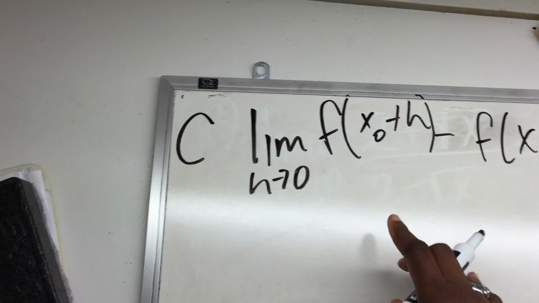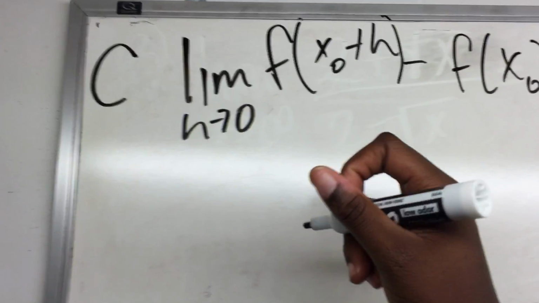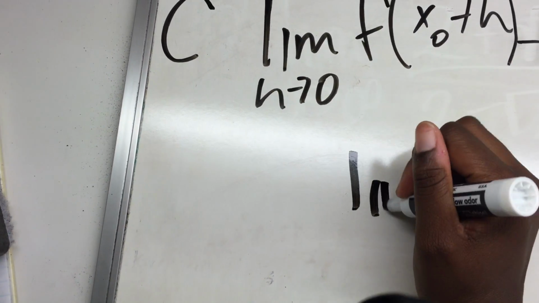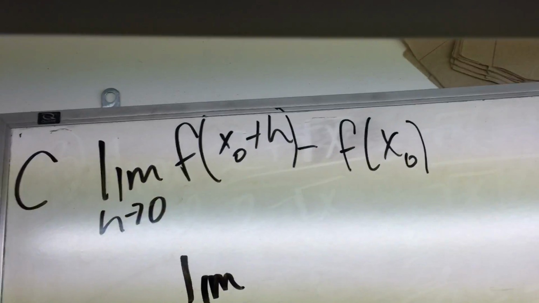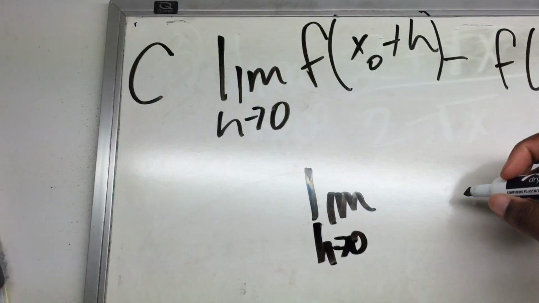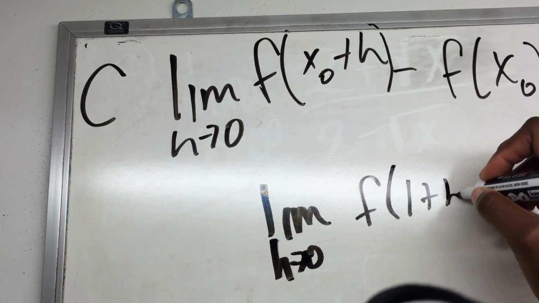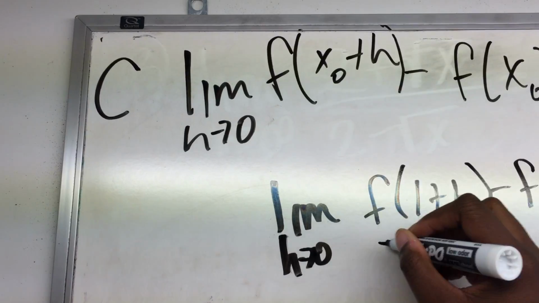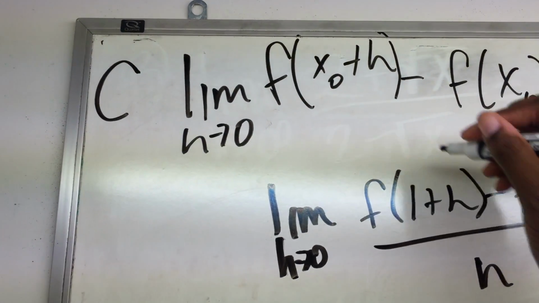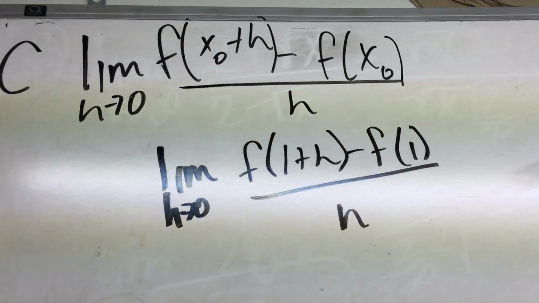So first thing we're going to do is just h is approaching 0. We're going to have the limit as h approaches 0 of f of 1 plus h minus f of 1 all over h. That should be all over h too. I'm sorry. All over h.